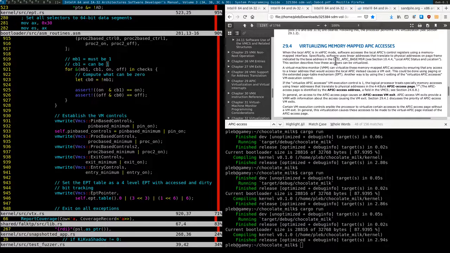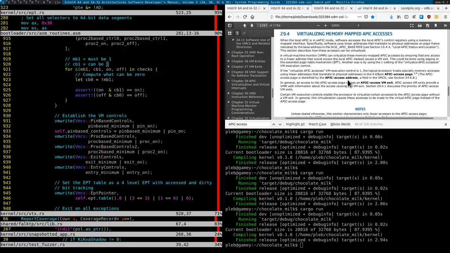Memory mapped, okay. Once in xAPIC mode, uses the linear address, okay. Software uses linear addresses that translate to physical addresses to PFNs in the APIC-base MSR. The VMM can virtualize these memory mapped APIC accesses by ensuring that any access to a linear address that would access the local APIC instead causes a VM exit. This can be done using paging or EPT. Another way is setting virtualized APIC accesses via this.